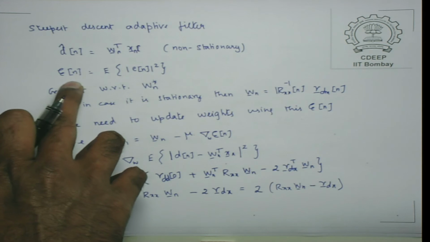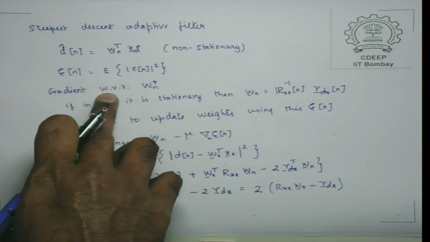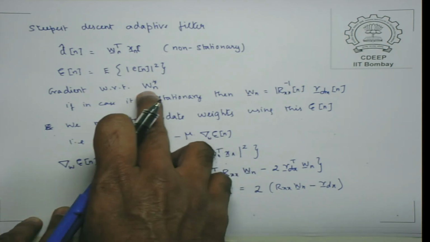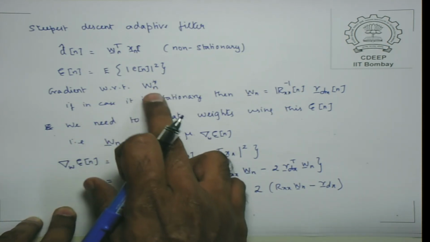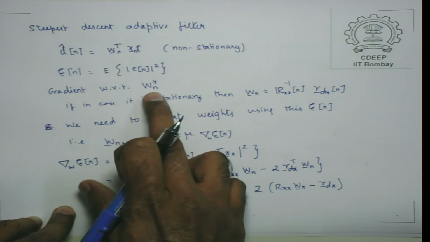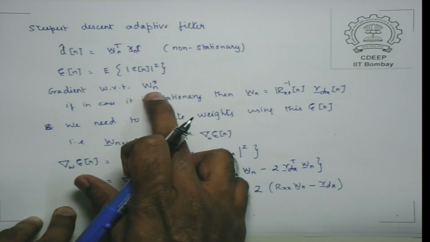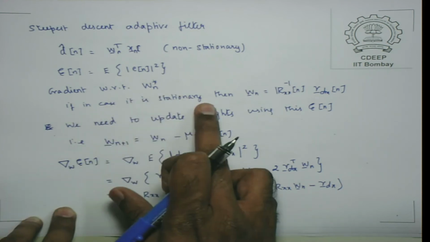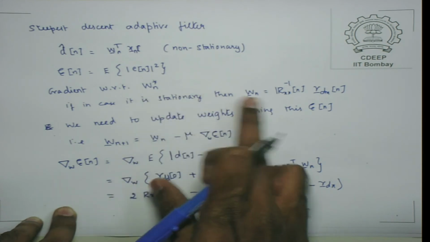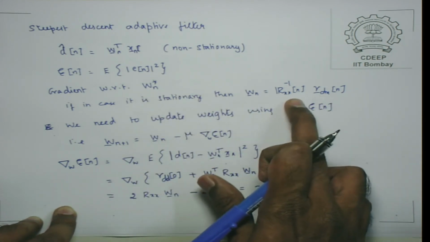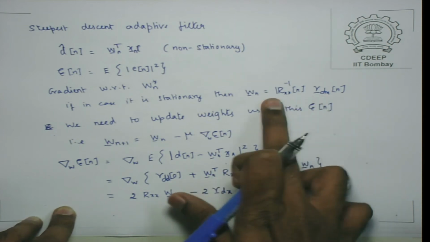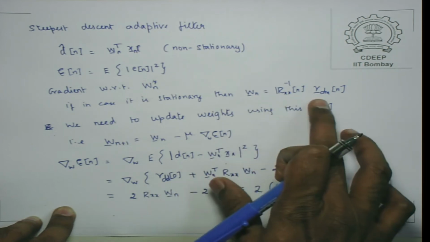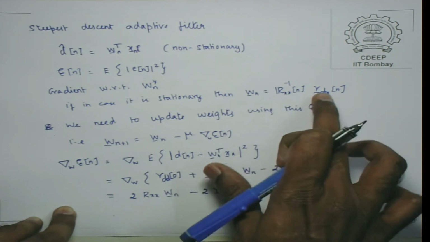So for that we need to look at the gradient of this function with respect to the weight vector. Again we will look at wn star, the complex conjugate of wn, so that it is more generic. And if this input happens to be stationary, then this wn should lead to Rxx inverse times r dx, assuming you can estimate these Rxx inverse. But that is only in the ideal case where we have access to these things directly.